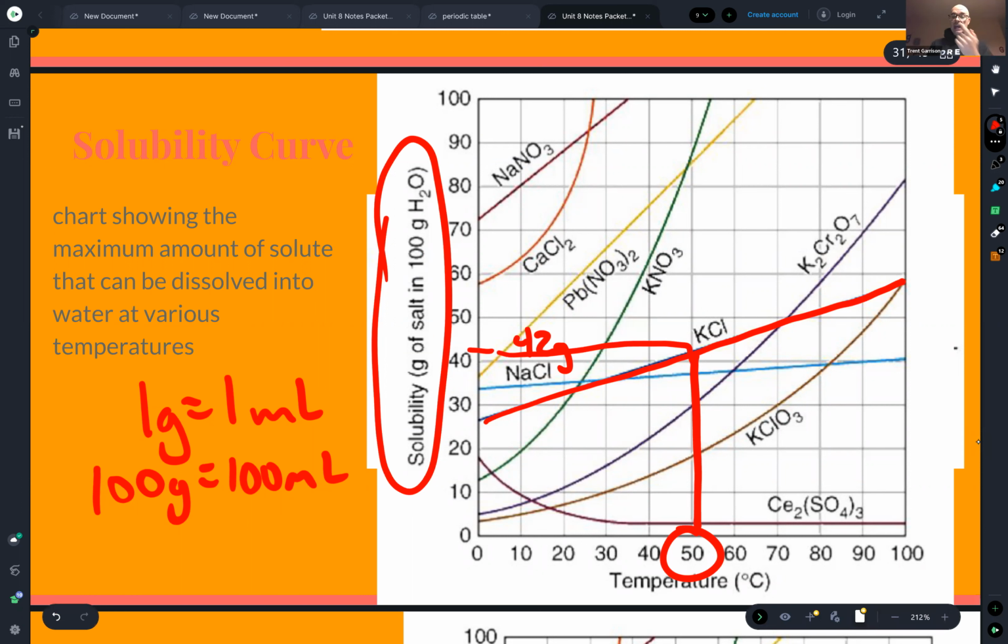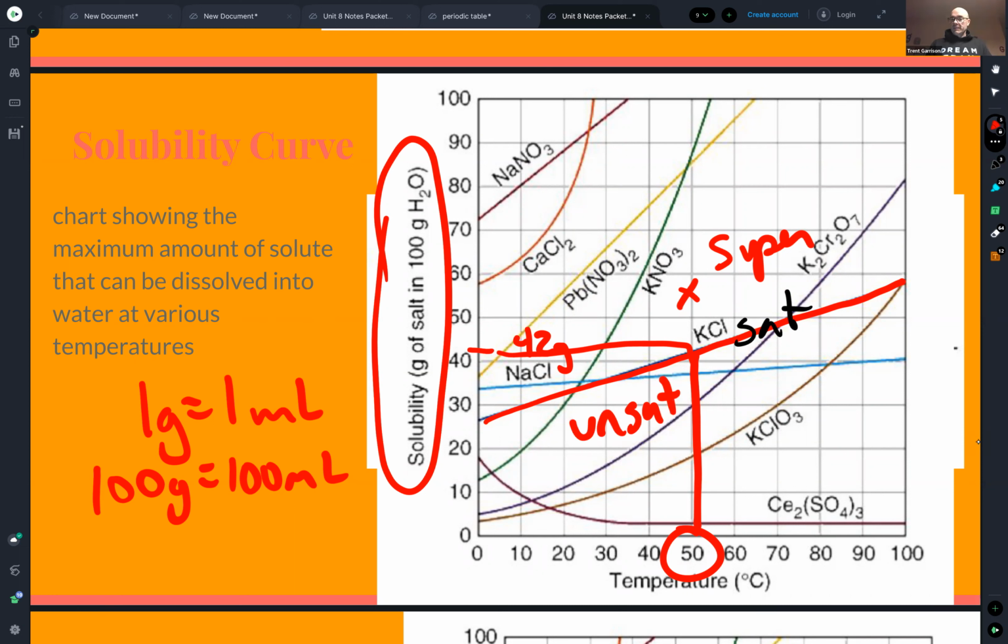Well, what if I added more? If you are above this and you added, say, 55 grams, you are now supersaturated. If you are on the line, you are at saturation. If you are below the line, you are unsaturated.